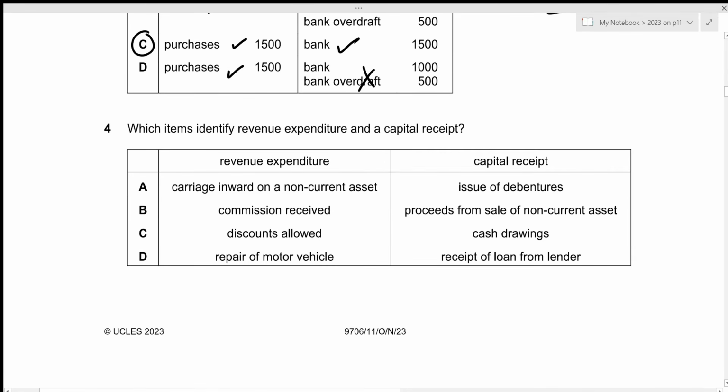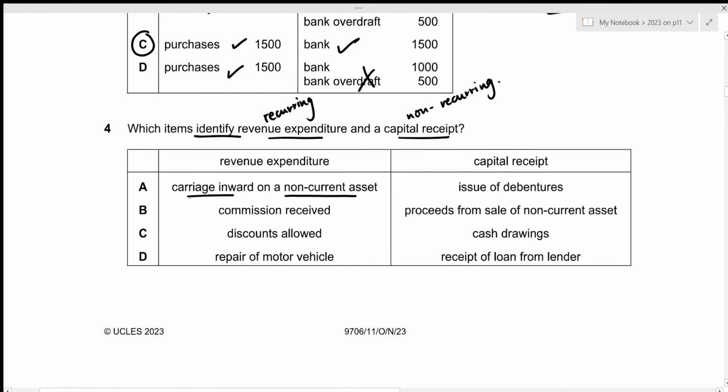Now for the fourth one, which items identify revenue expenditure and a capital receipt? So revenue expenditure, so for expenditure, we're looking at recurring expenditure. And capital receipt, so we're looking at non-recurring income. Okay, so for option A, we have carriage inward on a non-current asset.